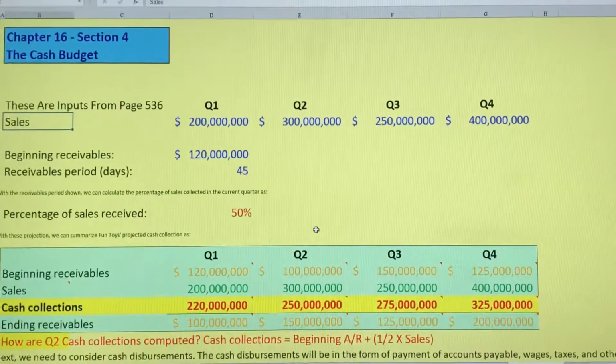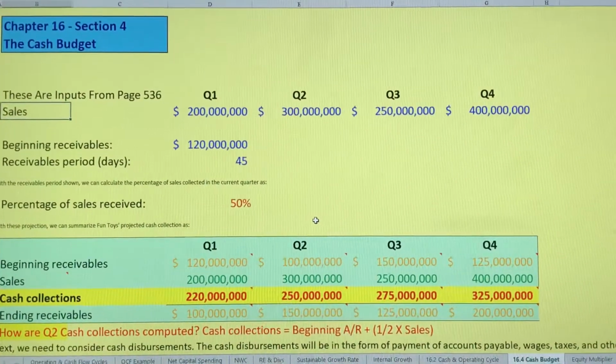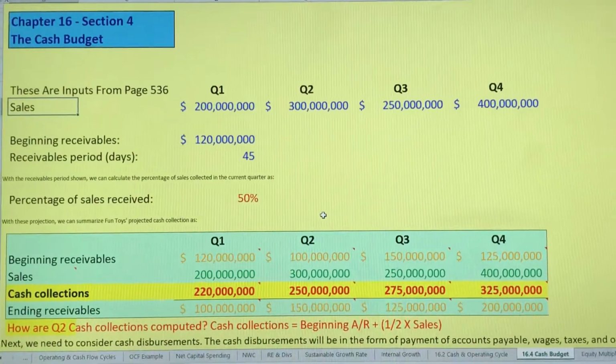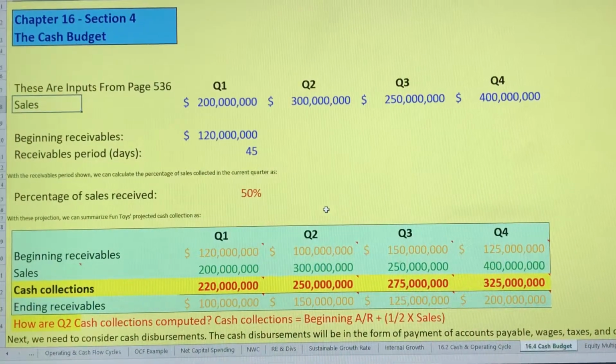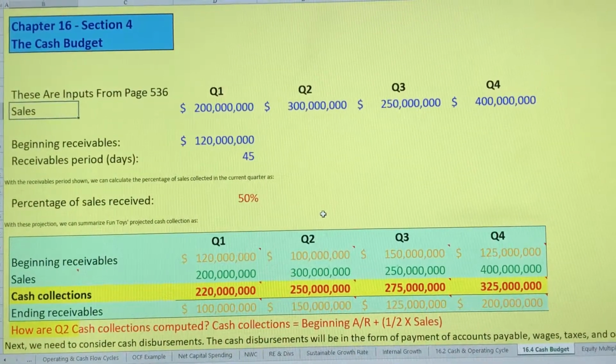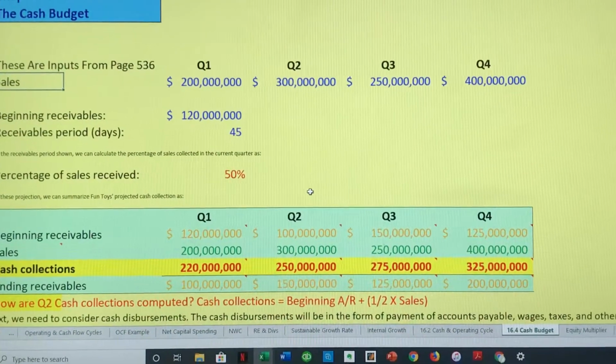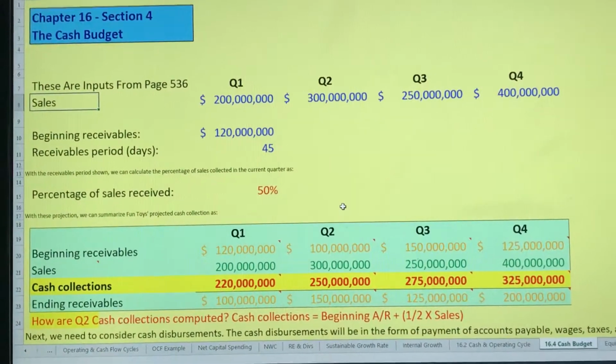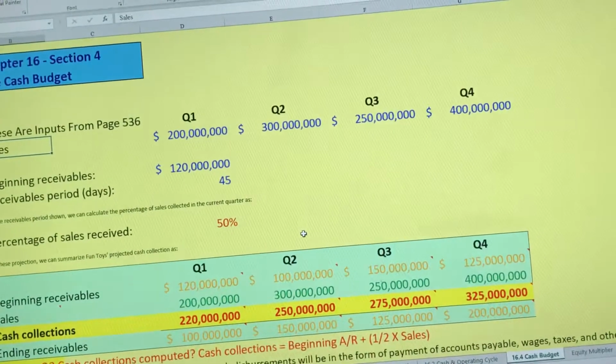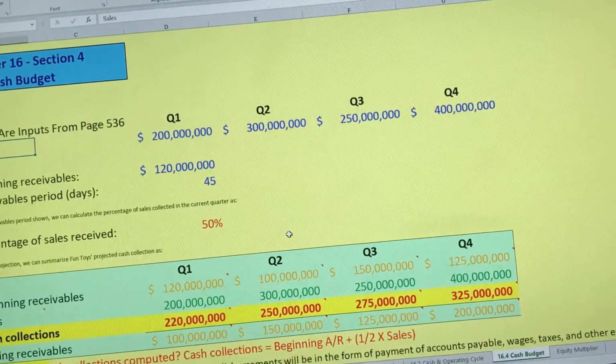Hi students, I wanted to go over chapter 16, section 4 of the cash budget. This is a worksheet that's in this review spreadsheet XLS I'm going to send out to you. On the bottom it's 16.4 cash budget, but I wanted to walk through it with you so you can understand it and hopefully clarify any questions you might have.